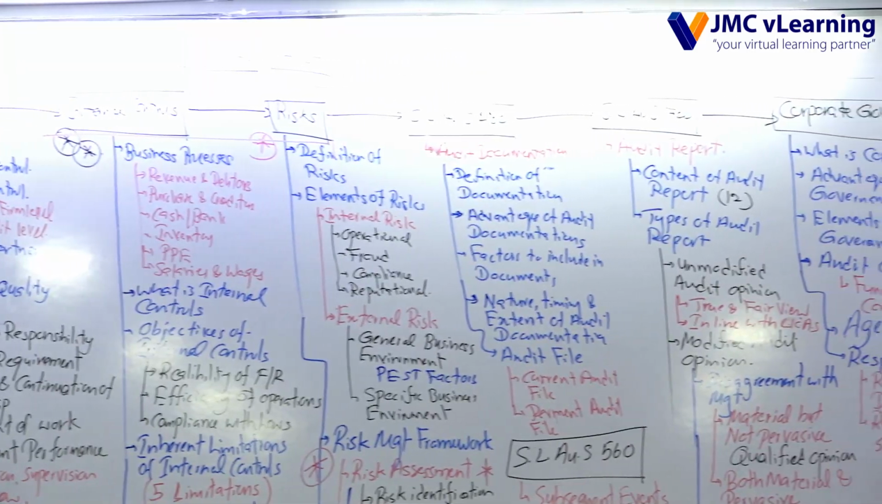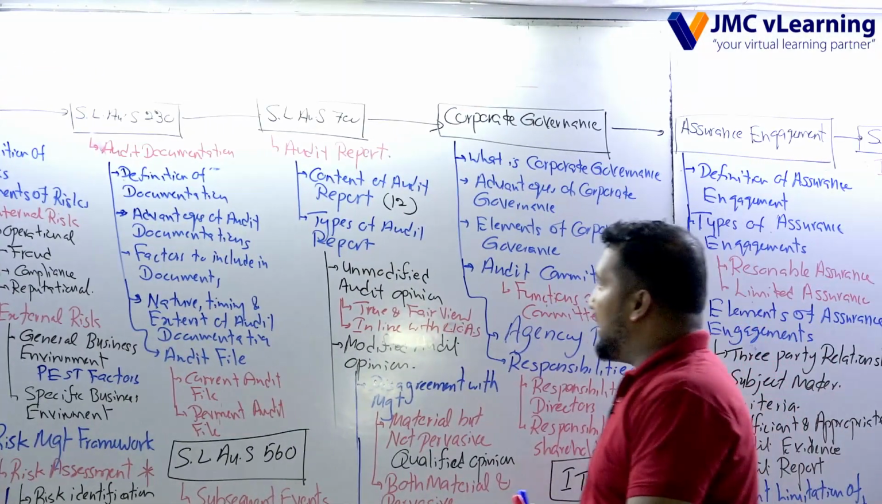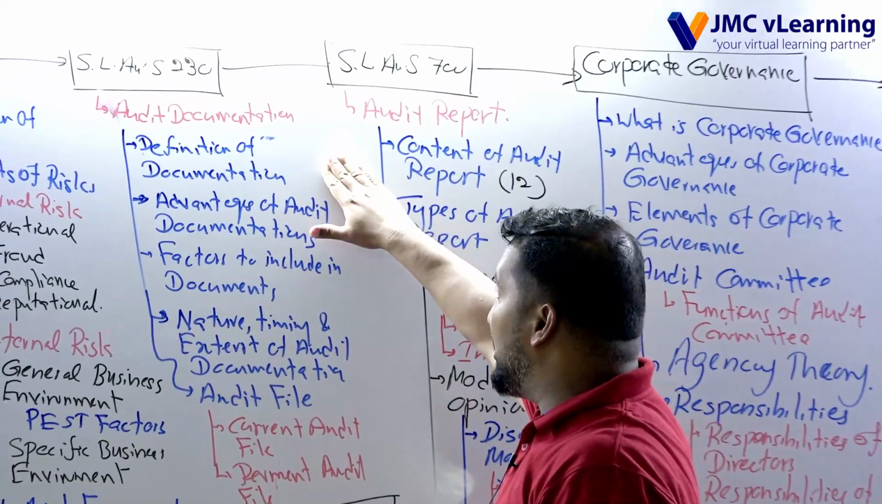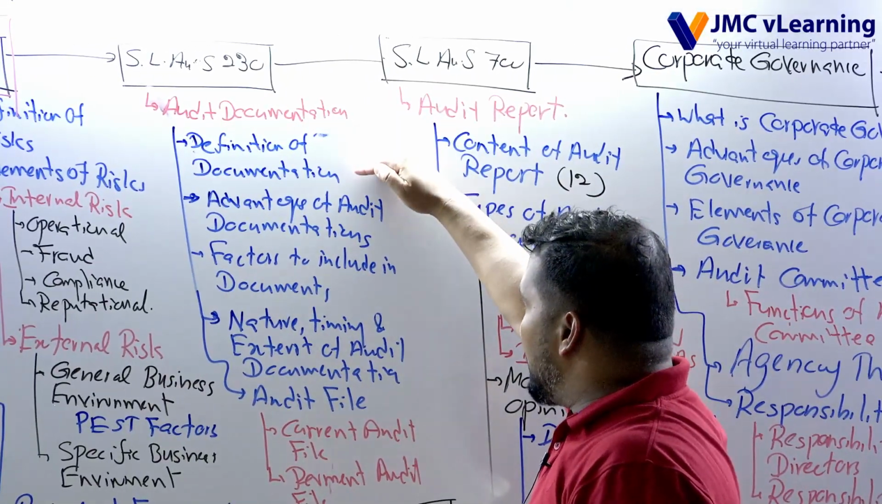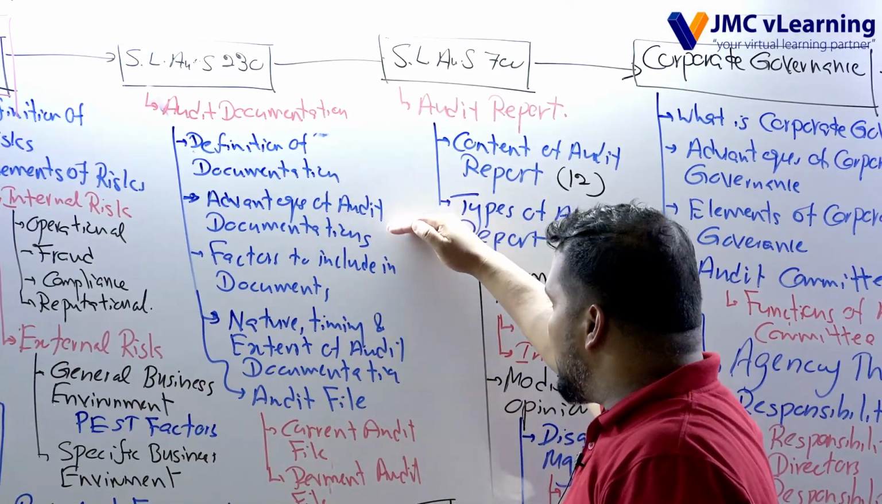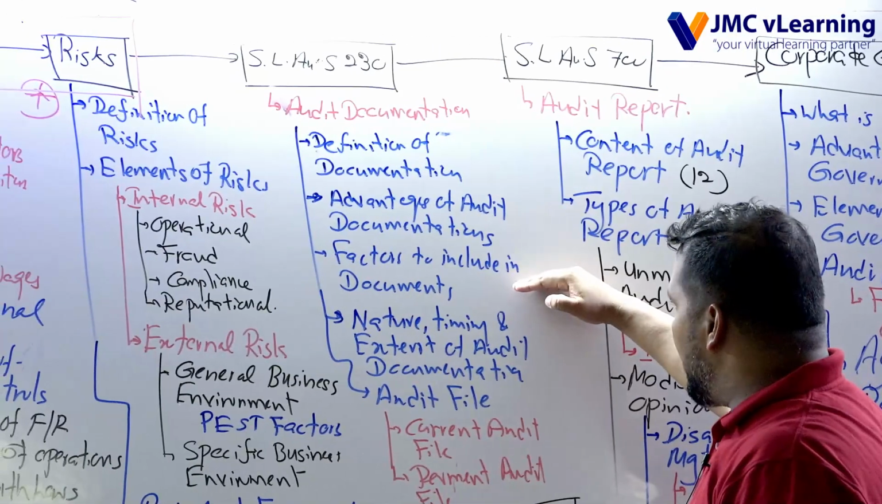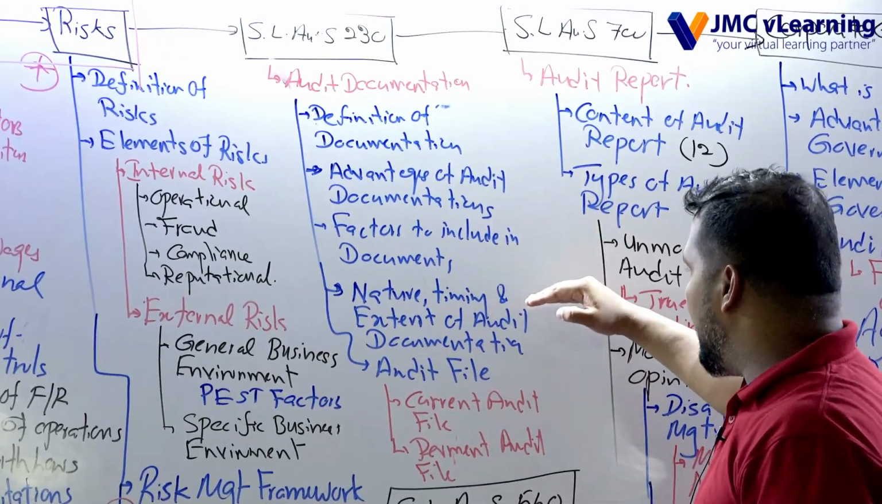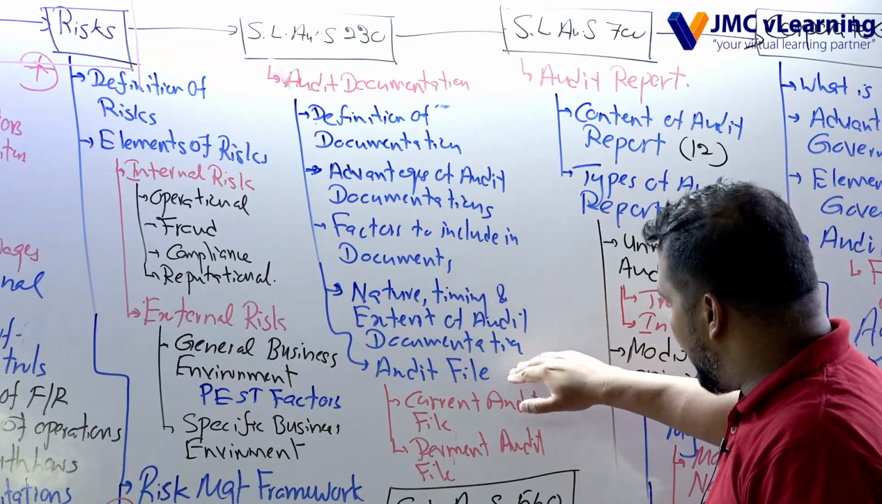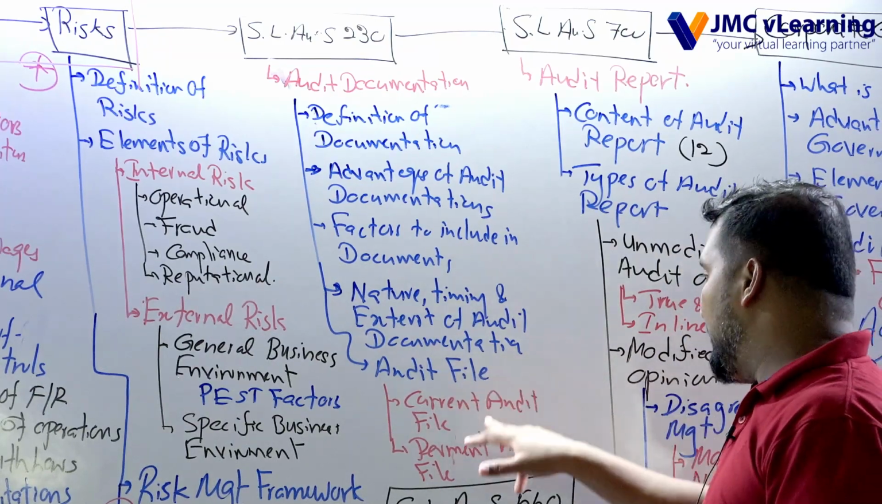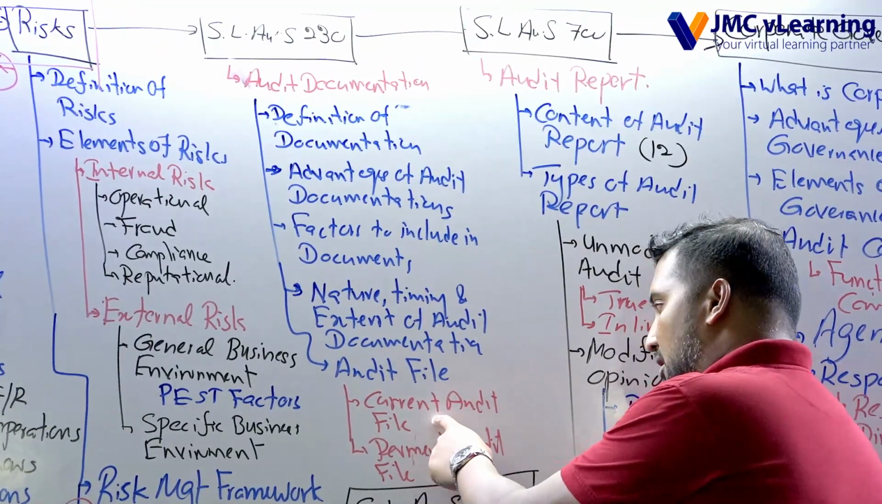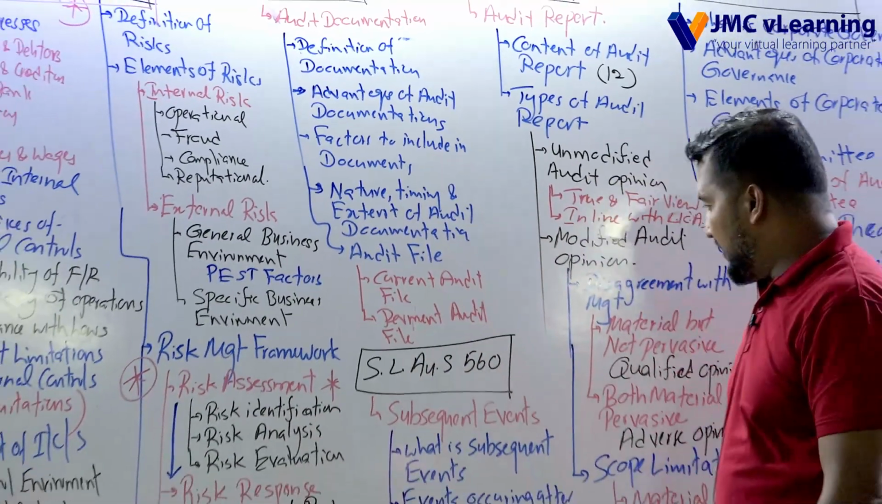Right, then we move to the accounting standards once again. We discuss SLAS 230 audit documentation: the definition of audit documentation, advantages of audit documentation, then the factors to be included in documentation, then the nature, timing and extent of the audit documentation and audit filing as well. The audit file is further segregated into 2: the current audit file as well as the permanent audit file.